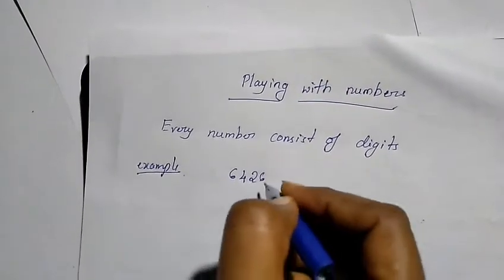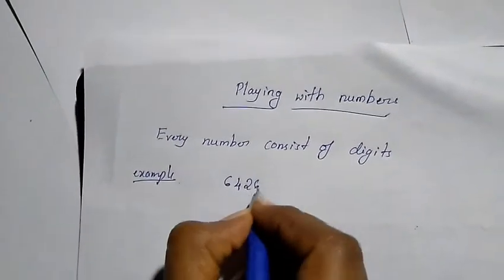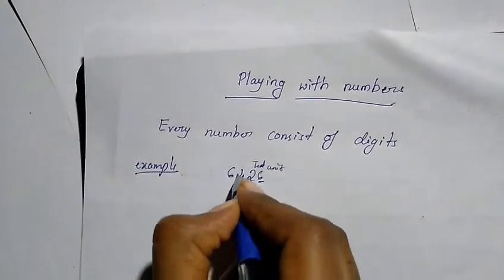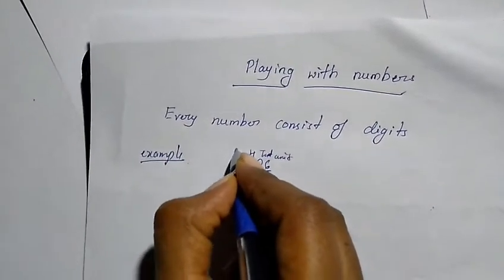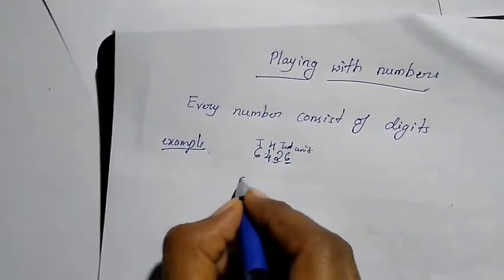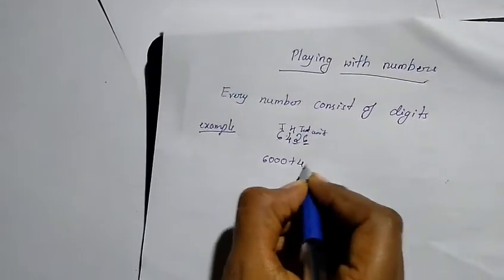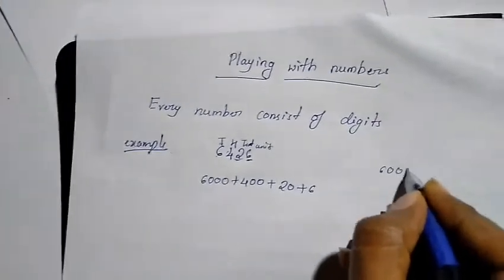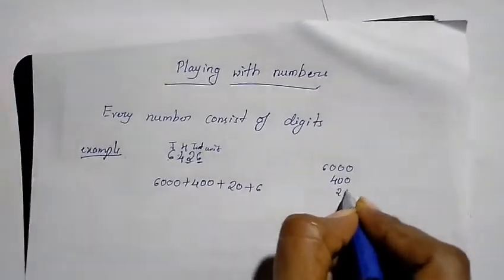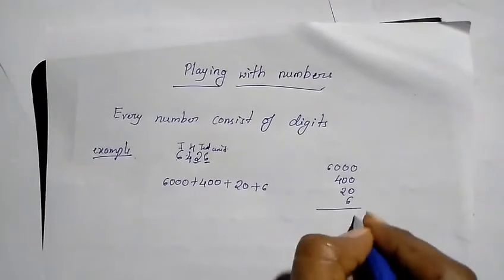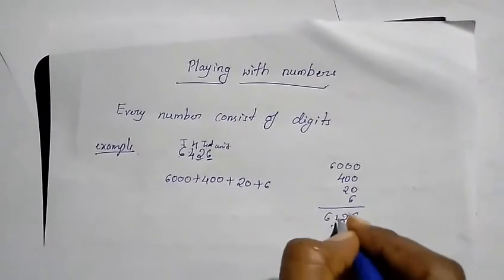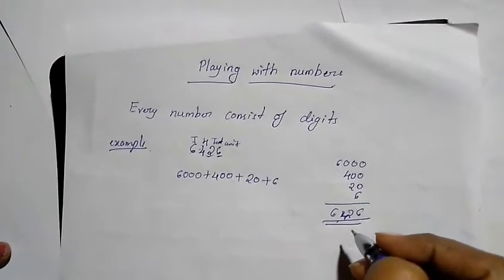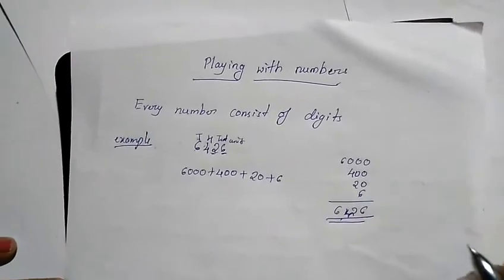6426. How are you reading 6426? Here 6 is in the unit place, 2 is in the tens place, 4 is in the hundreds place, and 6 is in the thousands place. How do you split these digits? 6000 plus 400 plus 20 plus 6. The sum of all these must be equal to the given number, 6426. This is what you have studied in your previous classes, how to split the digits.